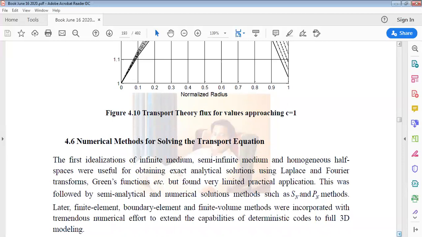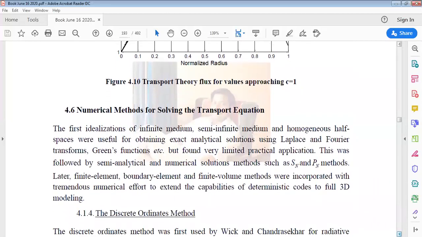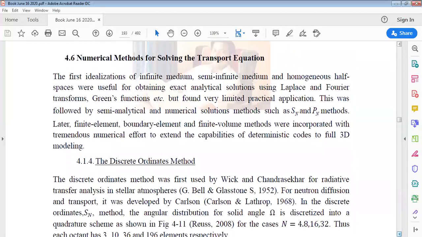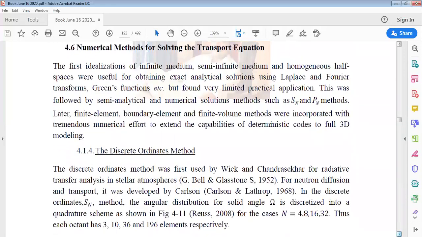Okay, so now those were the theoretical, the exact solutions which have a use in terms of benchmarks and in terms of showing elegant solutions to highly idealized problems. Now let's come to some practical ways by which the transport equation is used. And so we don't need to make any assumptions of infinite medium, semi-infinite medium, homogeneous half spaces. We don't need to use Laplace and Fourier transforms or Green's function. So those find very limited practical application.